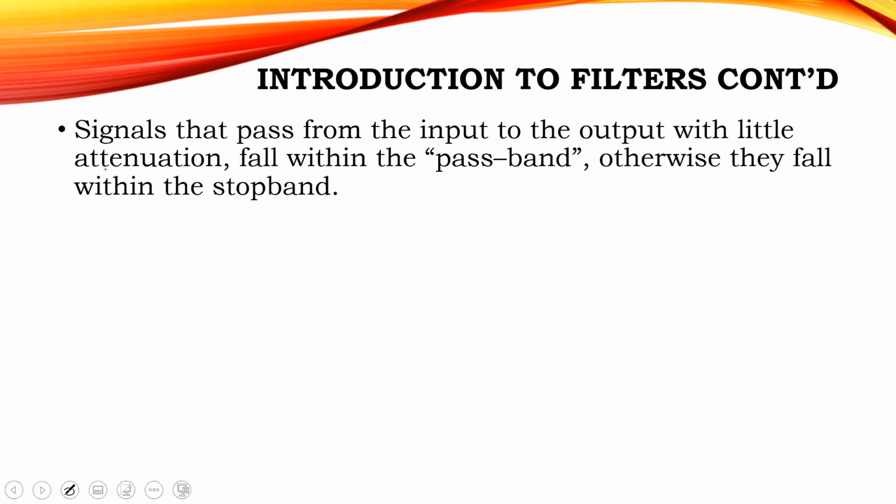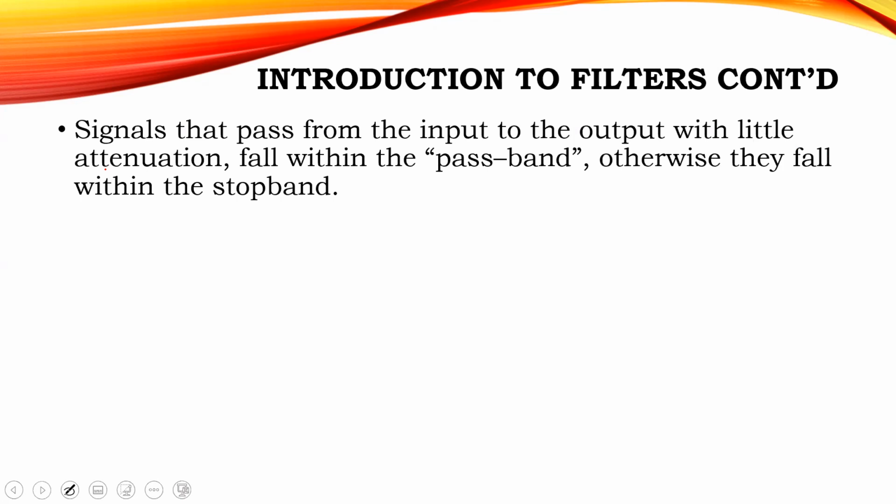Outside of that passband, they will fall into the stop band. Right, so that's how we are going to define it. The area that has low attenuation on the signal becomes our passband. And the areas where there's high attenuation, that is our stop band.